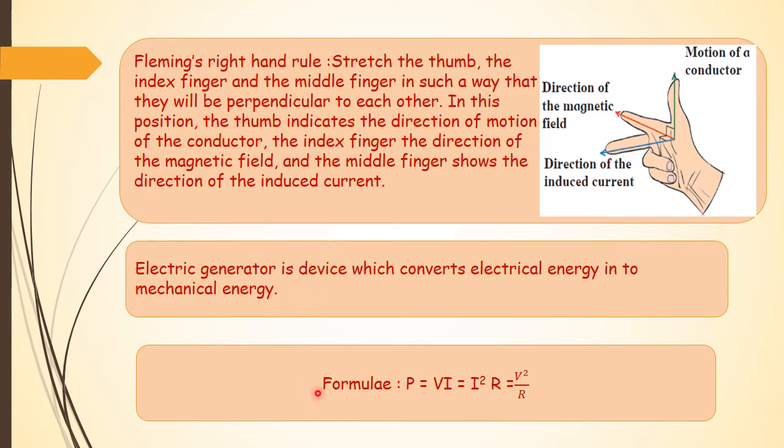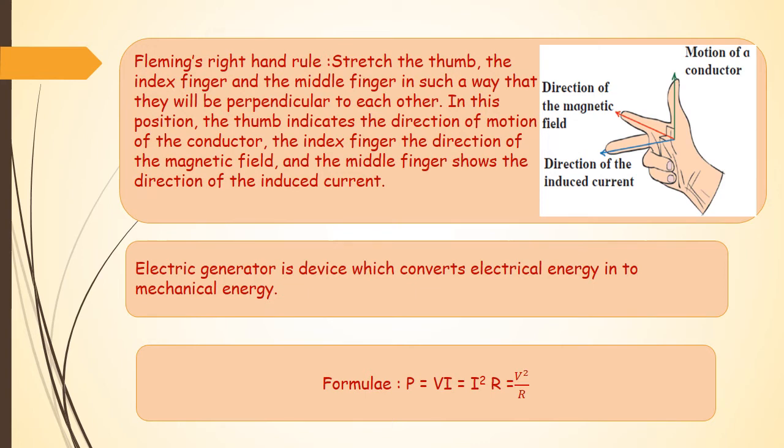Now in this chapter we come across various formulae. One of them is P is equal to VI. It can also be written as I square R, or V square upon R, where V is the potential difference, I is the current, R is the resistance and P is the power dissipated in the circuit. Based on this formula, we have to solve the numericals. Now that's all about the revision.